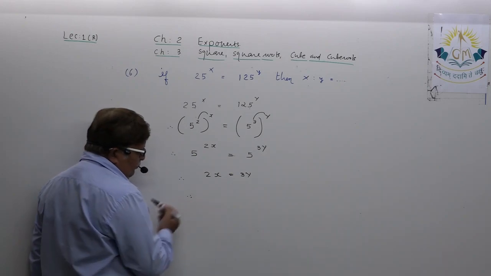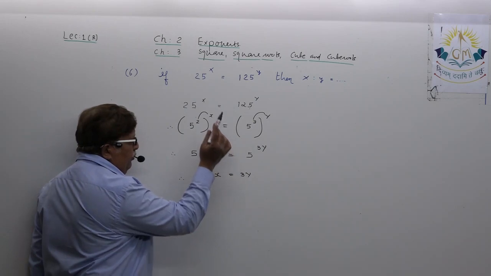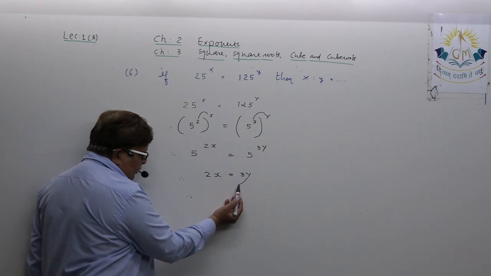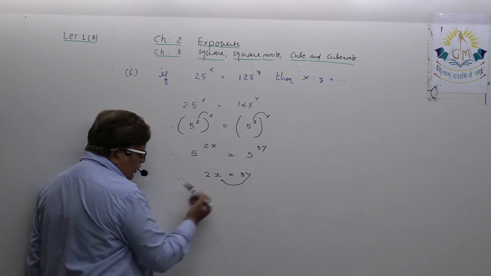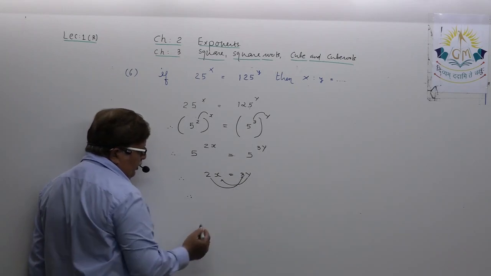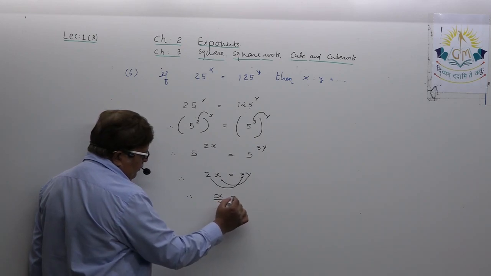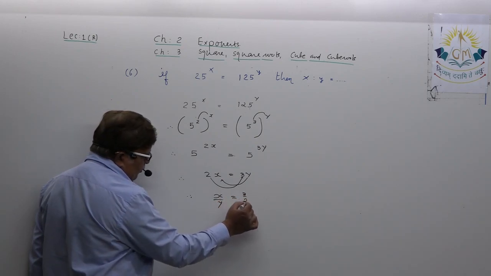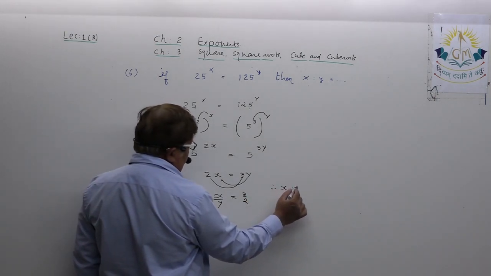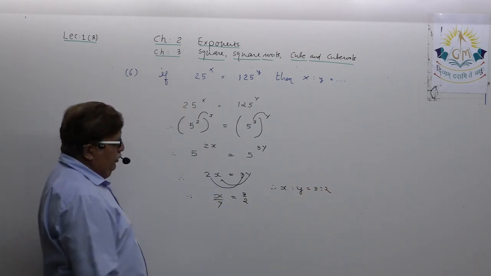So dear student, whenever you get such expression, because you are targeting x is to y, you have to bring y here in denominator of x and 2 here in denominator of 3. So you will get x upon y equal to 3 upon 2. So you got the answer. Therefore, x is to y equal to 3 is to 2.